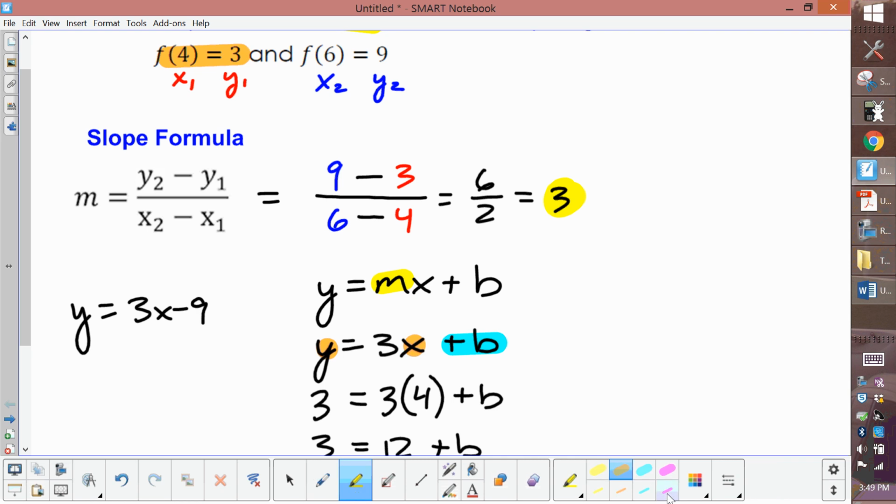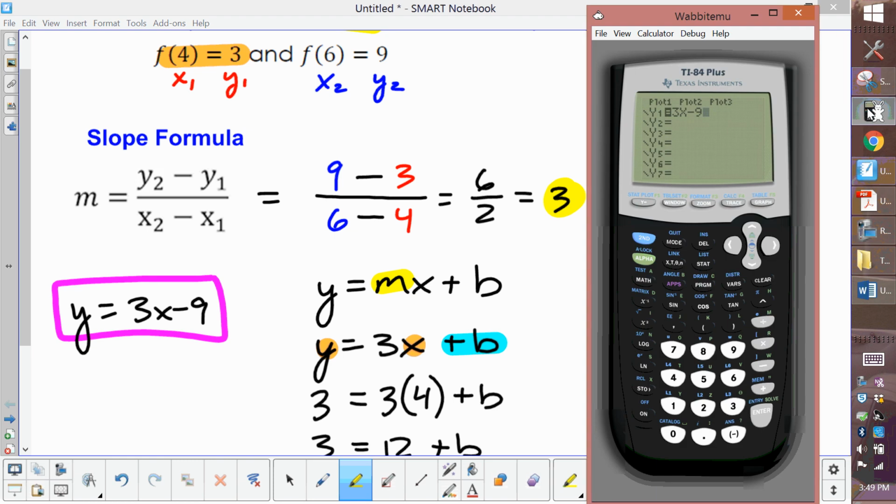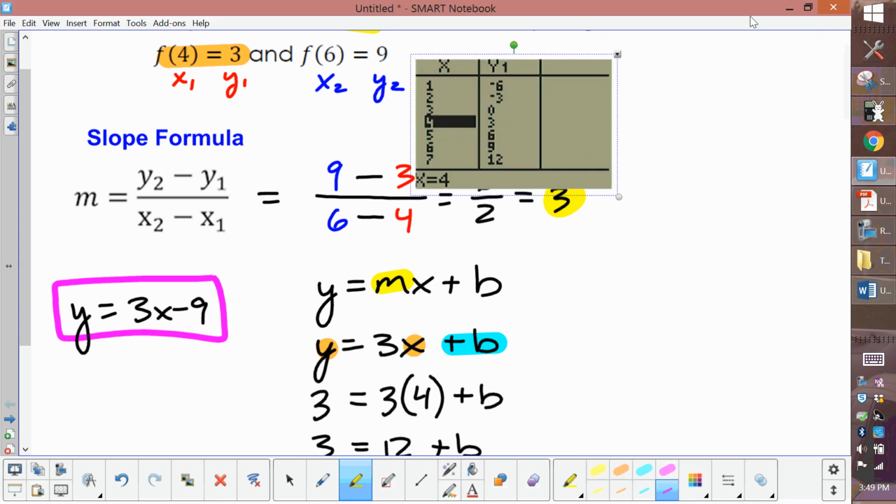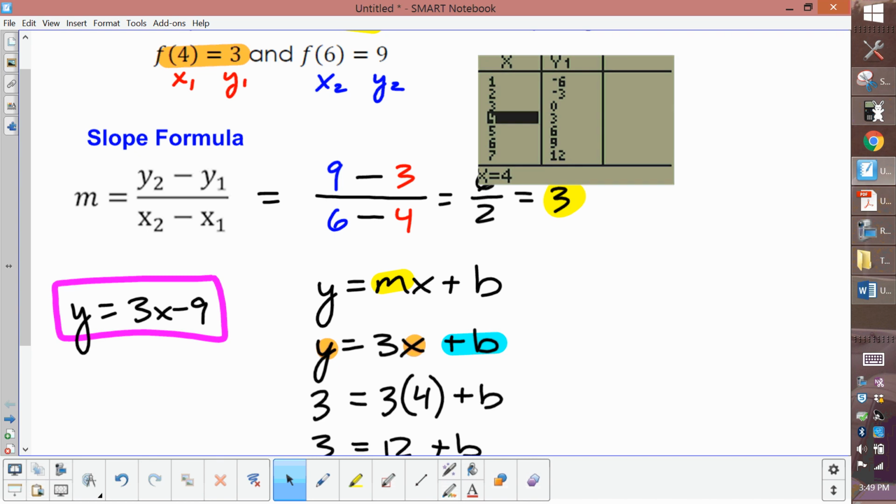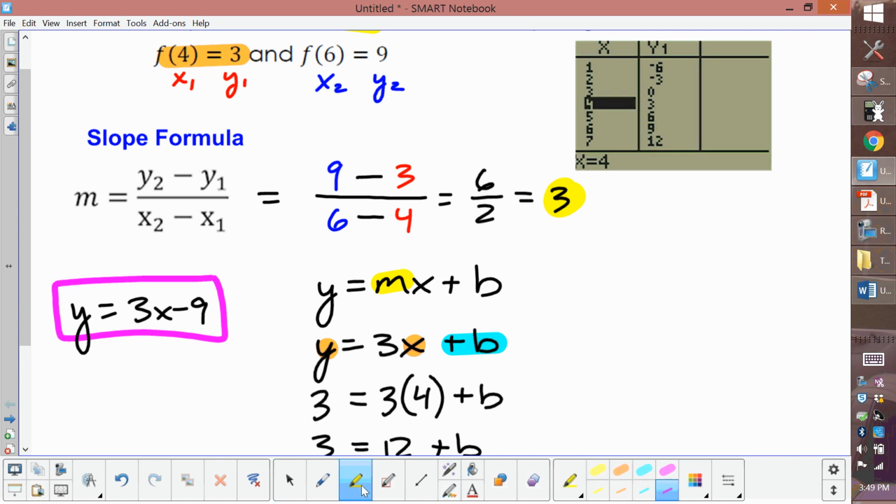Now, one nice thing is I can check my work here pretty easily. I like to go ahead and get my calculator out here. You'll notice I typed it in. I'm going to scroll and look at a table here. And I better see these coordinates up here in this table, or I know my equation isn't correct. And if I look closely, I'll see that at 4 for an x coordinate, my y value is 3. And at 6 for an x coordinate, my y value is 9. So I know the work is done right.